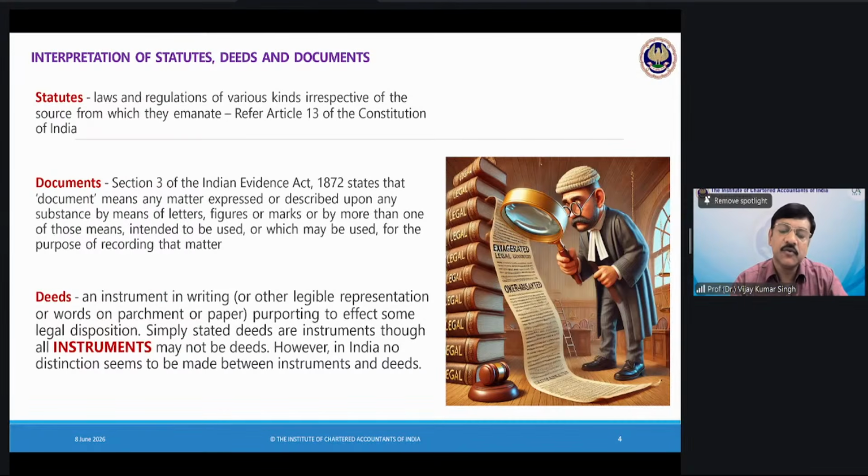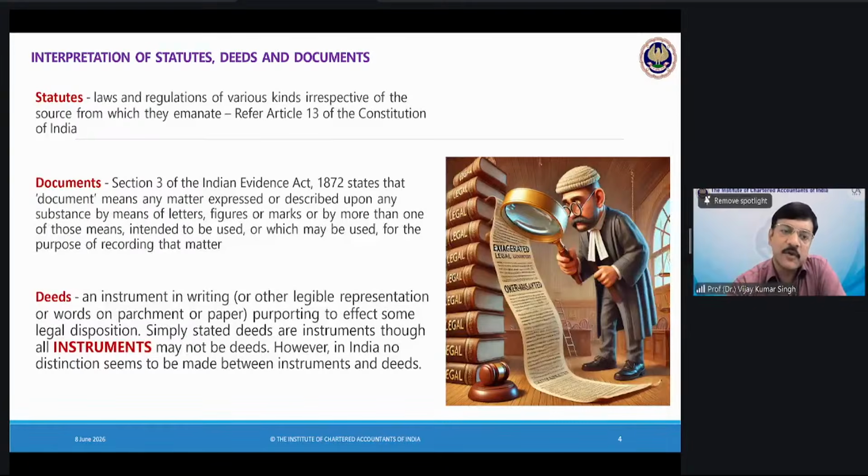In India, there is not much distinction between instruments and deeds. We use them interchangeably. But when I talk about deeds, I mean things like a sale deed, a mortgage deed, or a deed of trust. These are different deeds wherein the instrument, or the document, decides the title between two people, or transfers property between two people, or gives a right to someone or takes away the right of someone. These are referred to as deeds.